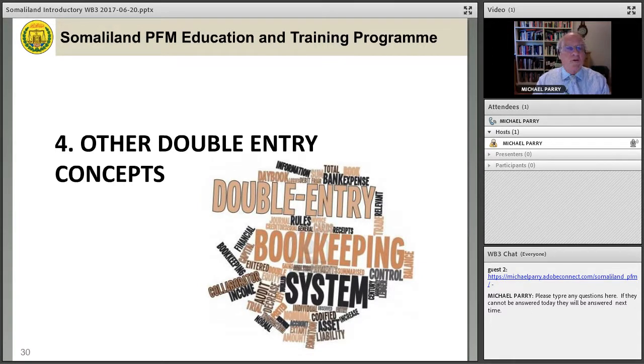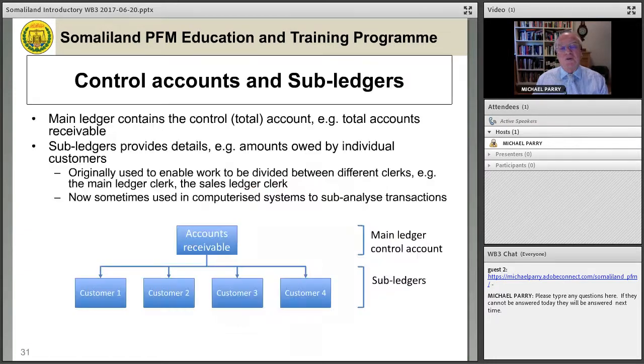Now finally, I want to go on to some other double entry concepts. This is a rather miscellaneous collection of different things which we haven't covered elsewhere, and so they are put in this section of the workbook. First of all, control accounts and sub-ledgers.